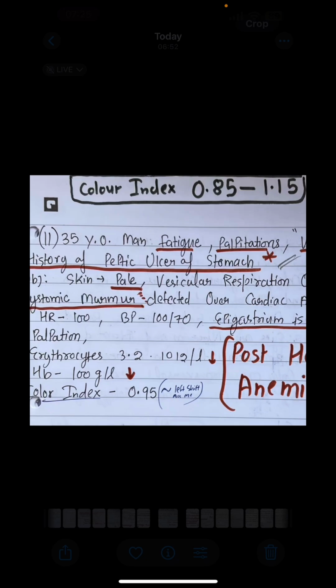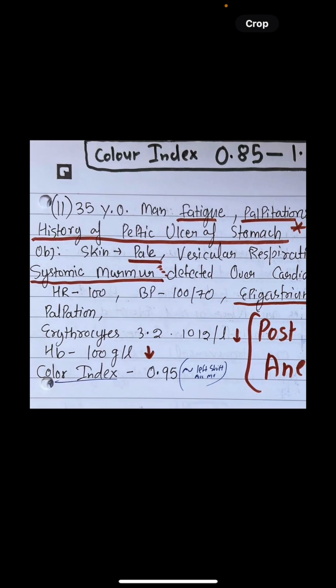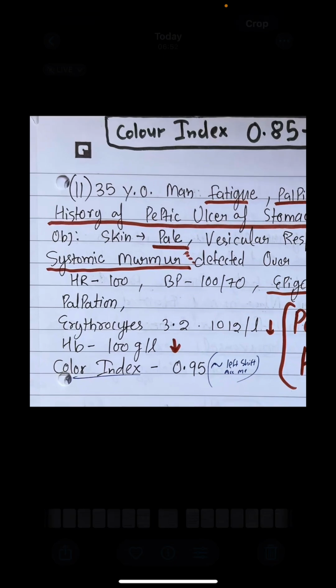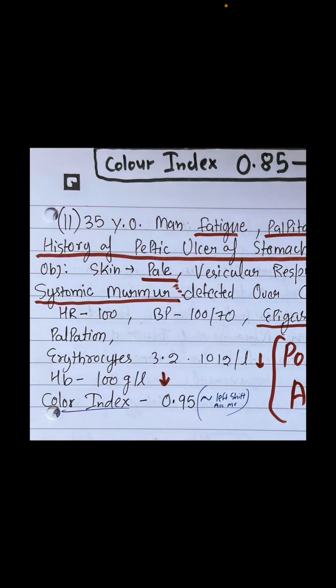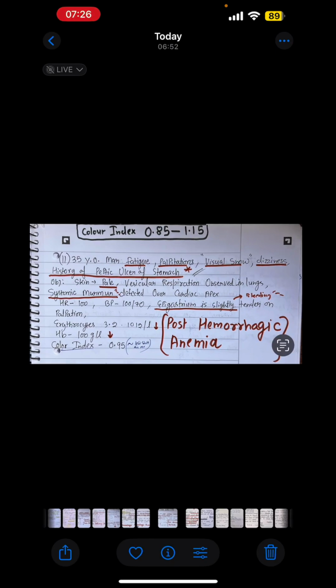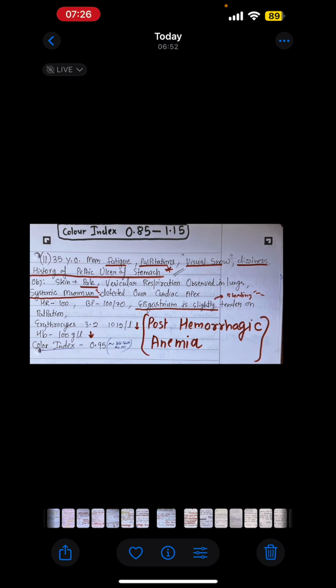Next, here I have highlighted the color index values again. The next patient has a history of peptic ulcer of the stomach. Through this history you have to remember that the patient might have bled too much. That's why the erythrocytes are low, hemoglobin is low, color index is low. So this is a case of post hemorrhagic anemia, or let's say iron deficiency anemia, because the patient has lost enough iron.